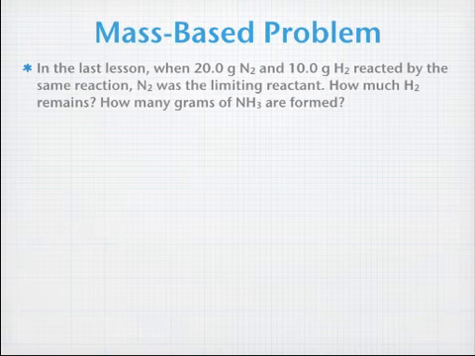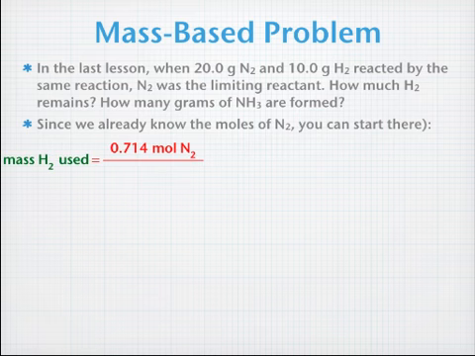Again, going back to the previous lesson when we had the 20 grams of nitrogen and 10 grams of hydrogen, we want to know how much hydrogen remains because we've identified that nitrogen was a limiting reactant, and we want to know how much ammonia is formed. Again, since we already know the moles, don't go back to the mass. So we have 0.714 moles of nitrogen.